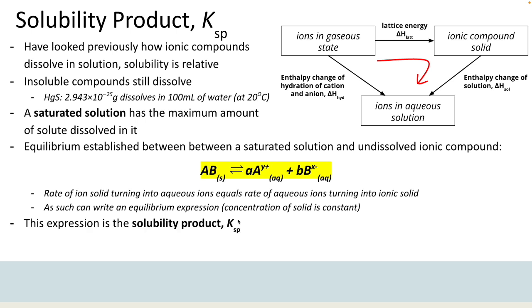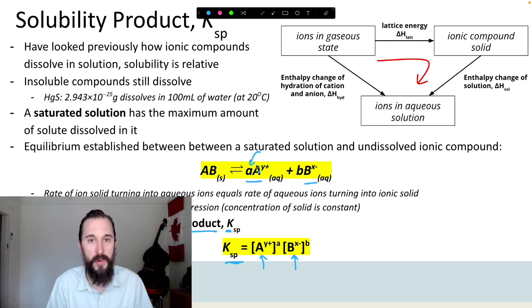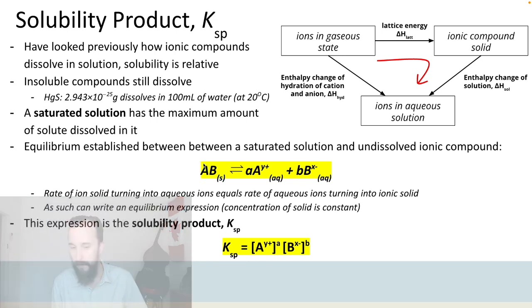So as such, we can write an expression of our equilibrium up here as a K value for the solubility product, where the solubility product is the concentration of our two ions in the aqueous solution raised to the power of their stoichiometry, where the stoichiometry is going to be dependent on the charge of these ions, as we'll see in just a second. So this is just another equilibrium expression. We're just ignoring the ionic solid there because it's a solid.